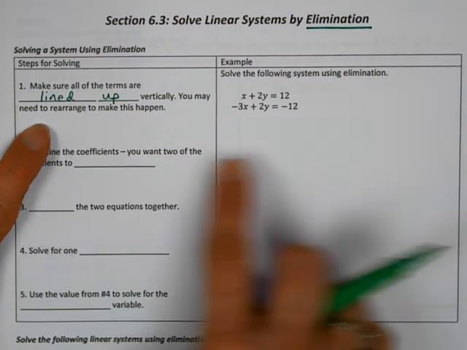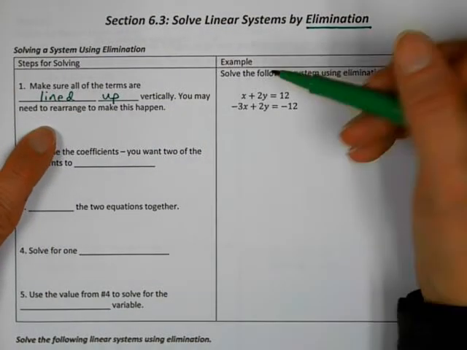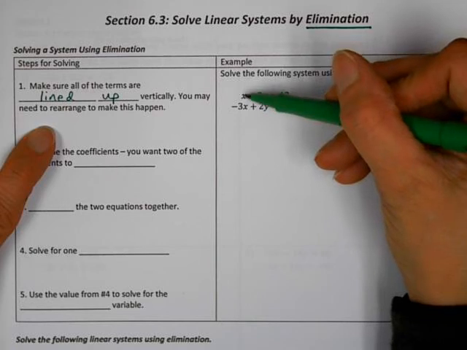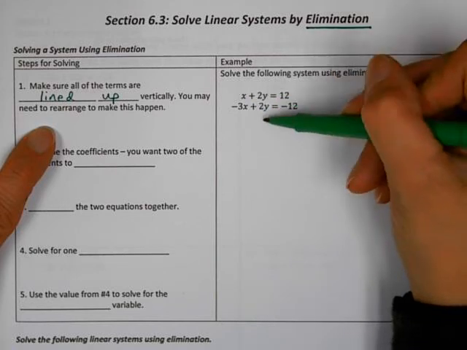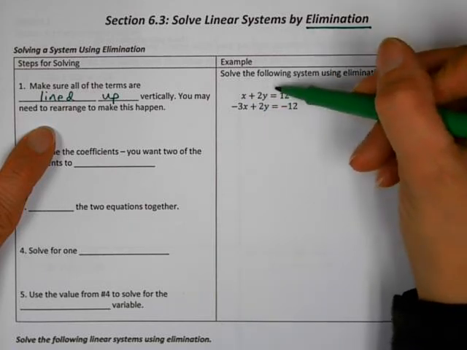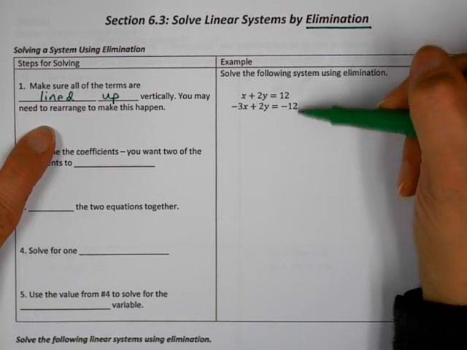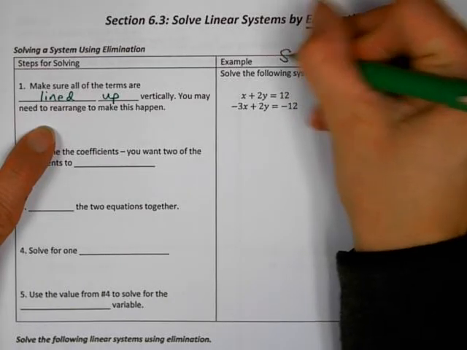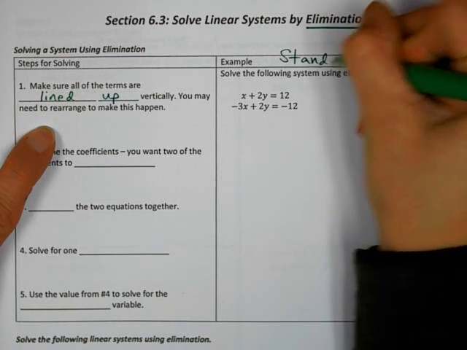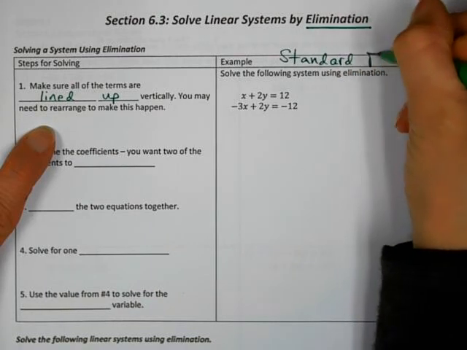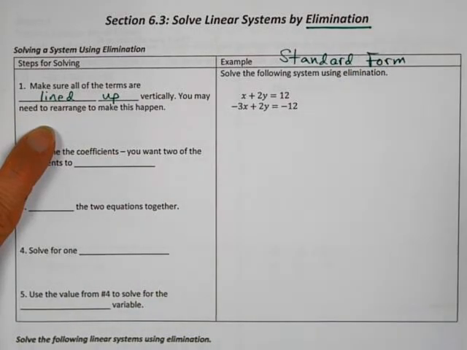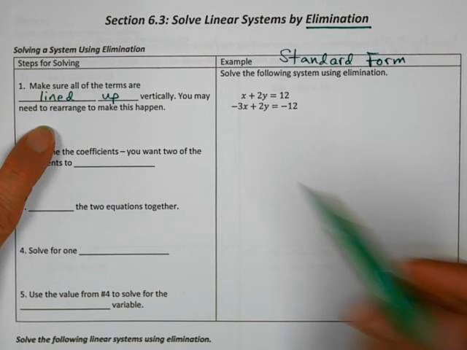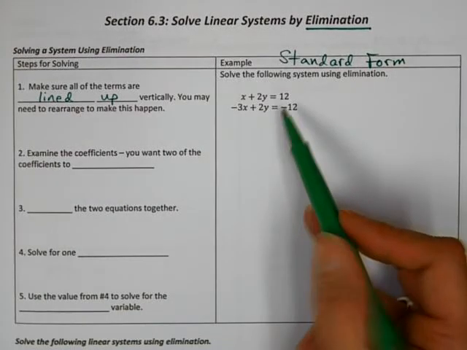So let's take a look at this one. Are they lined up? Are the x's on top of each other? Lined up. Then come the y's, then come the equal signs, then come the numbers. This is called standard form. Standard form is not like slope-intercept form. It's not y equals. It's x's, y's, equal signs, numbers.